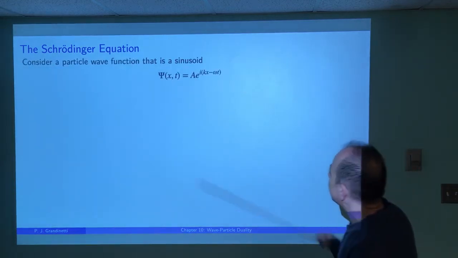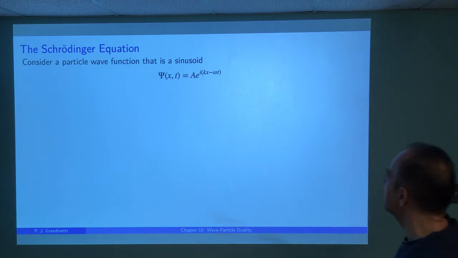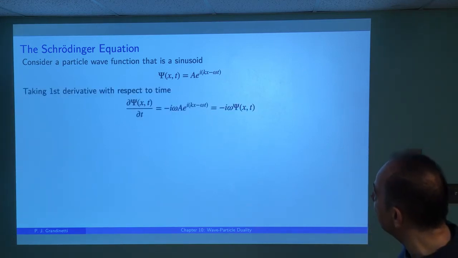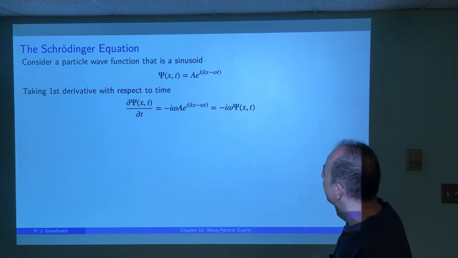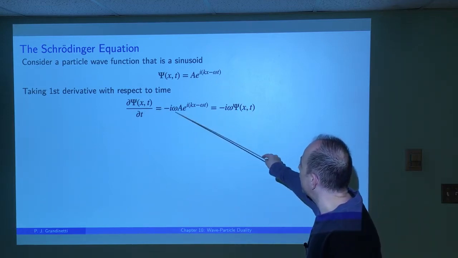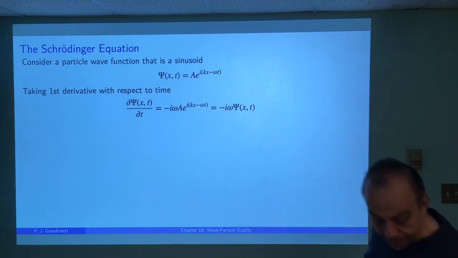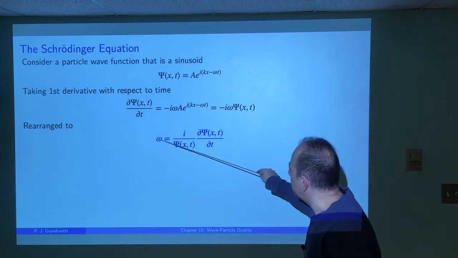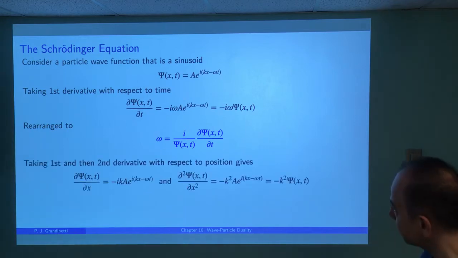So next, he takes a look at a potential solution for this wave, and he writes down this complex wave function for just a simple sinusoidal wave. And he says, okay, if I take this wave function and I take its first partial with respect to time, which just brings down minus i omega times the original wave function, I can rewrite it like this. And then rearrange that expression so I can write omega in terms of the wave function and its derivative.